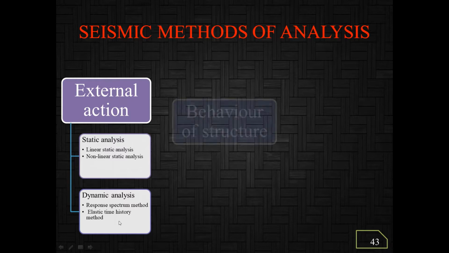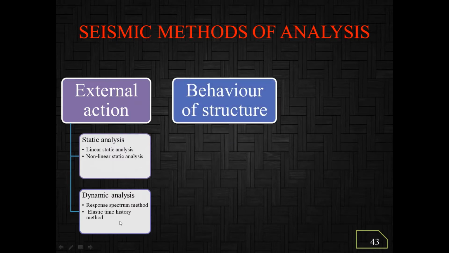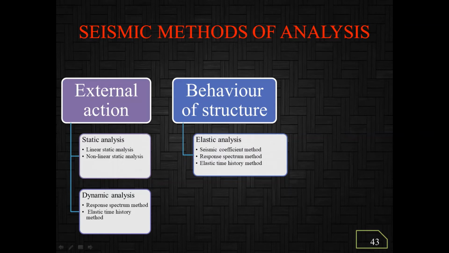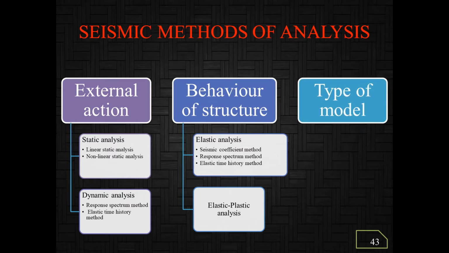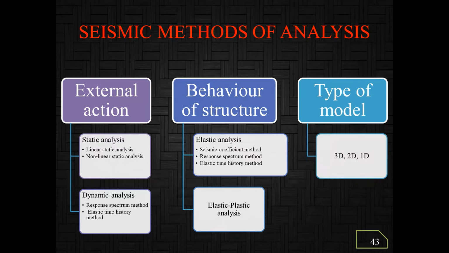Then on the basis of behavior of structure, we have elastic analysis and elastic plastic analysis. In elastic analysis, we have the seismic coefficient method, response factor method, and elastic time history method. And the last one is the type of model. We assume 3D, 2D, and 1D, and then we analyze the structure. Okay, these are the methods for analyzing buildings by seismic methods.